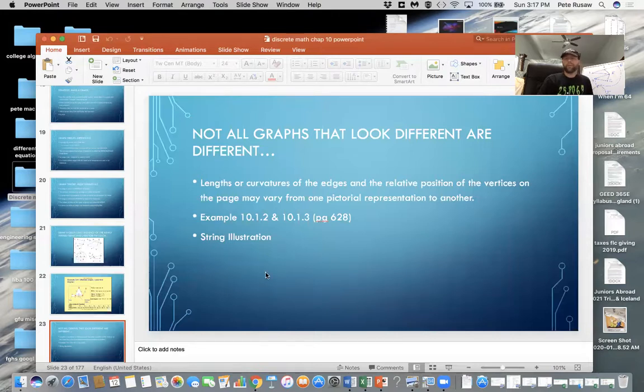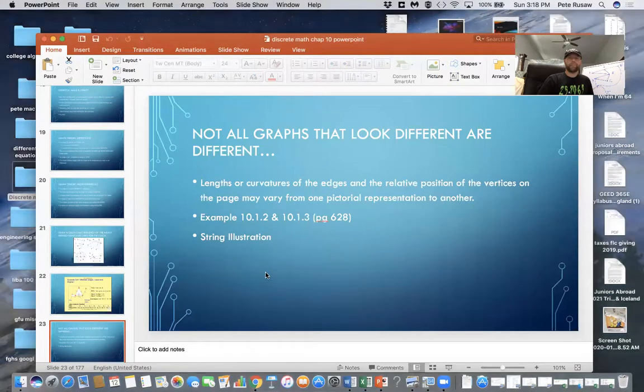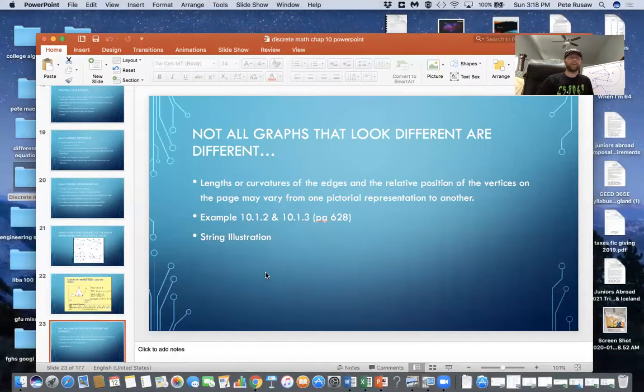Interesting thing about graph theory is that a lot of graphs that look different, they might look terrifically different, but very different from each other might actually be the same graph. Again, we don't really care about how long the edges are. We don't care about how straight or how curvy they are. We just care about what is connected to what.